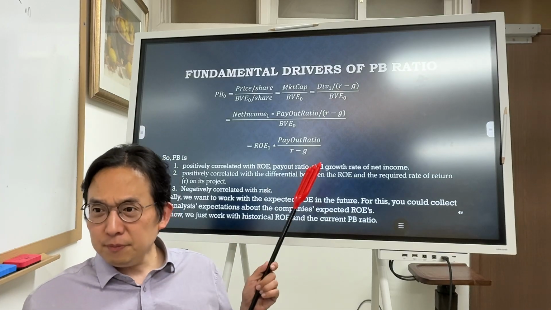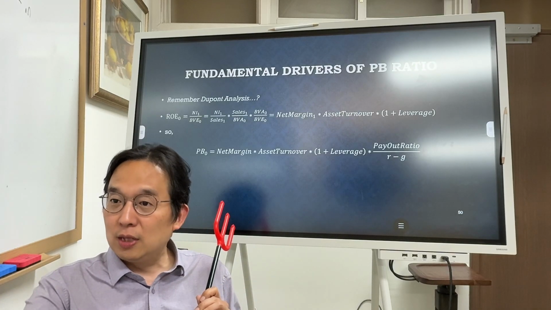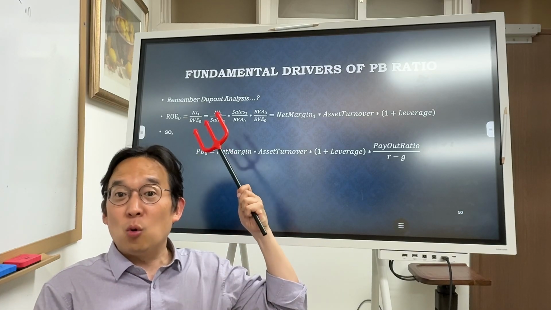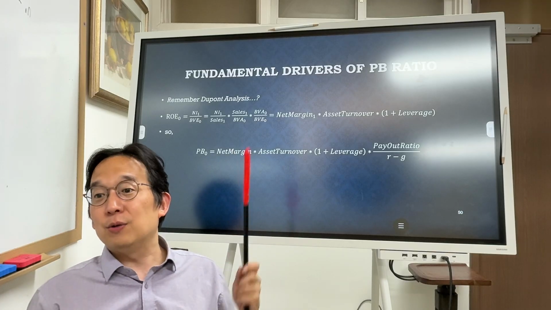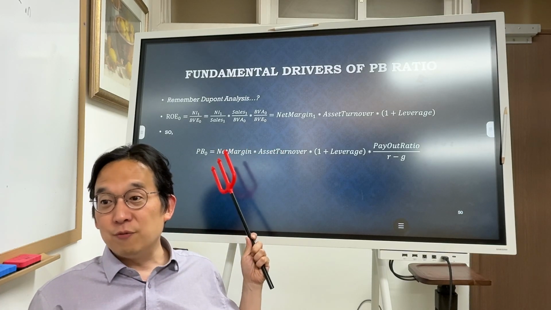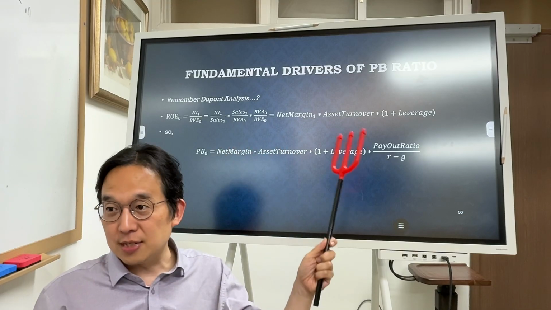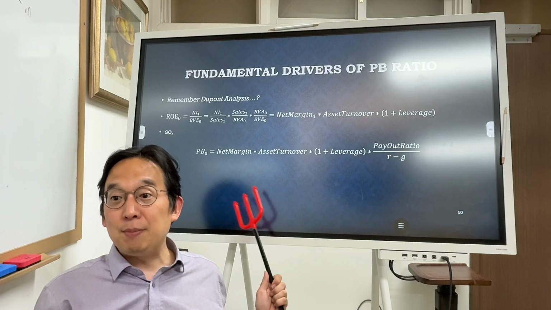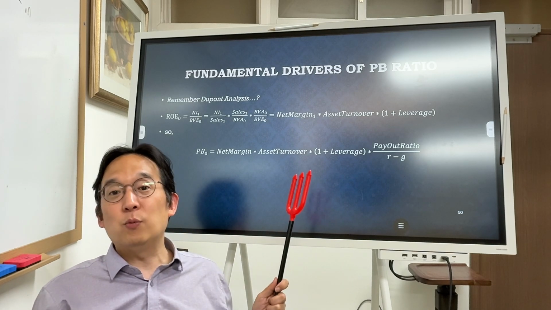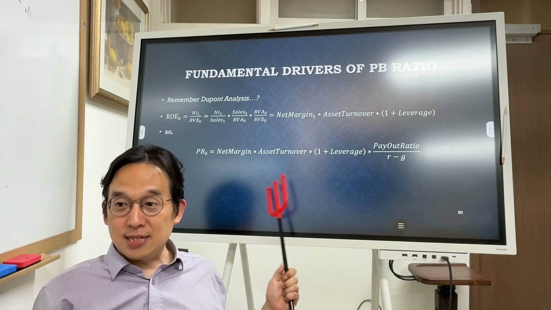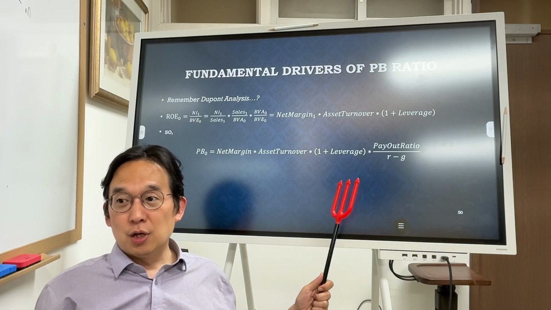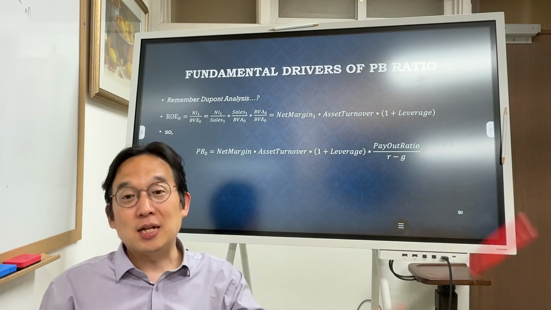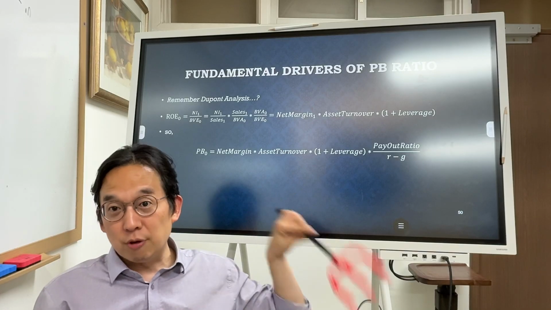Now, given that we have ROE, why don't we review for our final exam? DuPont analysis, right? So decompose ROE, and we realize it's nothing but net margin, times asset turnover, times 1 plus leverage ratio. And that tells us that PB ratio is positively correlated with your margin, asset turnover, leverage, payout ratio and growth, all of them positively. But it is negatively associated with your risk.